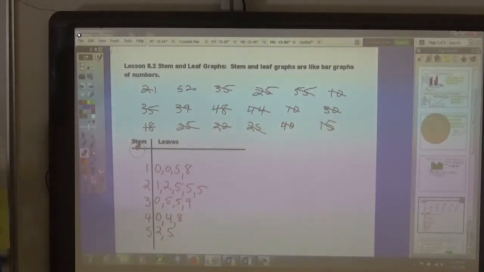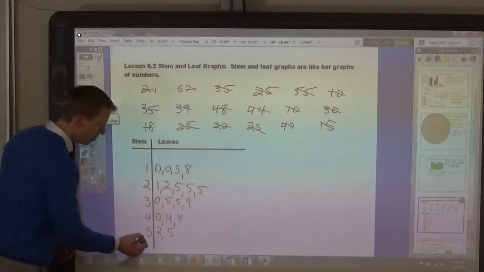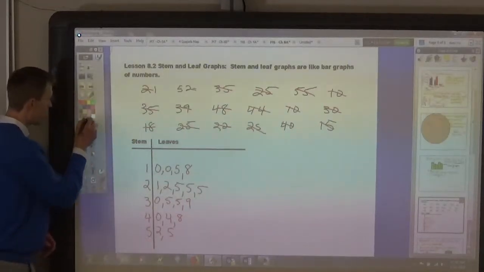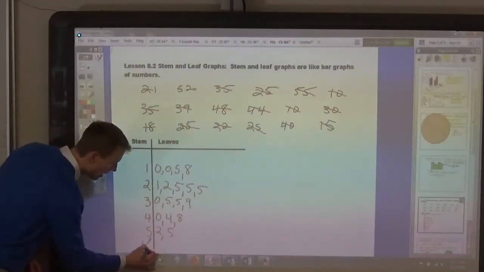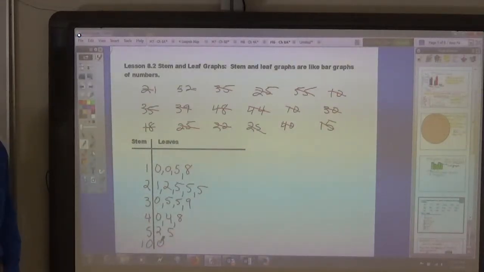Okay? What about a 3-digit number? Tyler? So like 100, you put 10 on the stem and a 0 on the leaf? That's correct. We'd put a 10 on the stem and then the 0 as the leaf, if there was a 3-digit number. Okay?